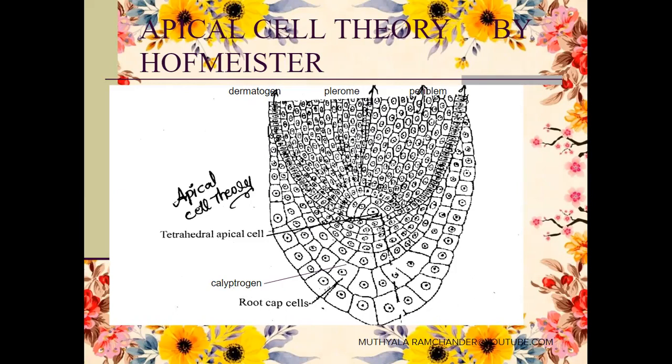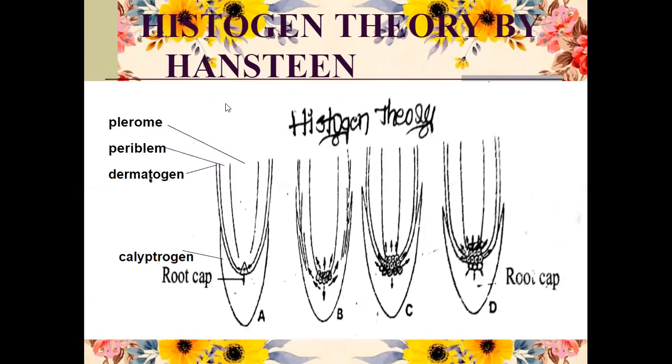It is accepted only in pteridophyta plants. On the terminal part of the root of pteridophyta, a single tetrahedral apical cell is identified. So the apical cell theory is applicable only for pteridophyta plants. It is not applicable for gymnosperms, and not applicable for angiosperms. And the next theory is the histogen theory.